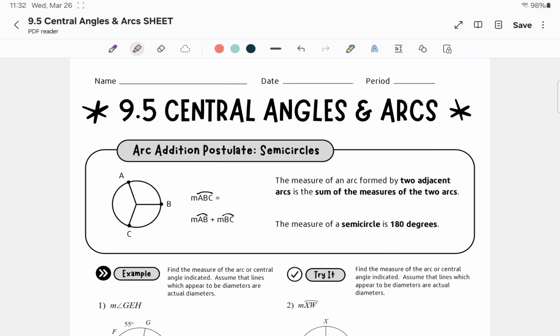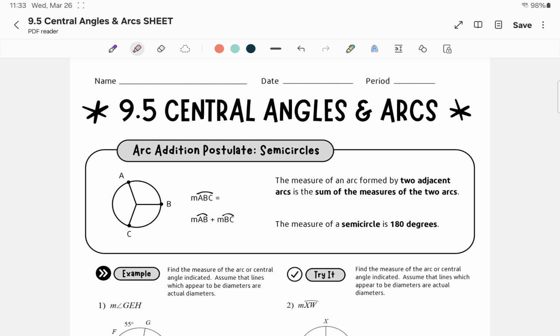Hello, welcome to lesson 9.5, central angles and arcs. So in this lesson, we are using the arc addition postulate, which just means that if we have two arcs next to each other, when we add them together, they're going to equal the entire arc.